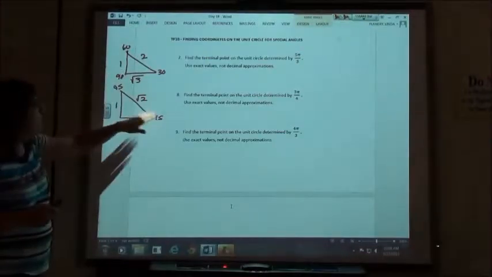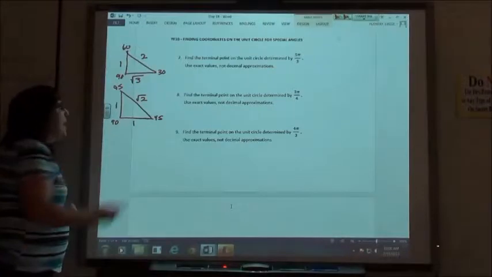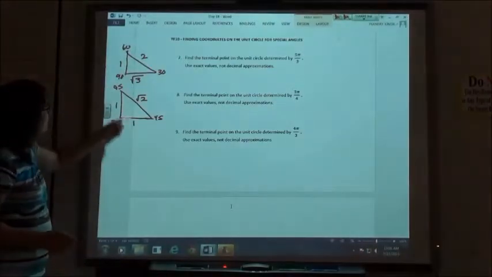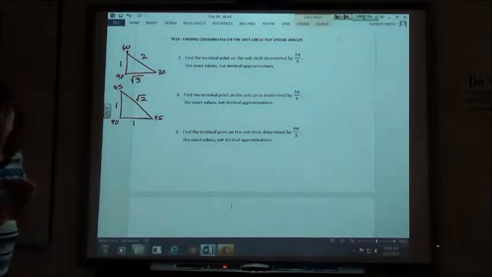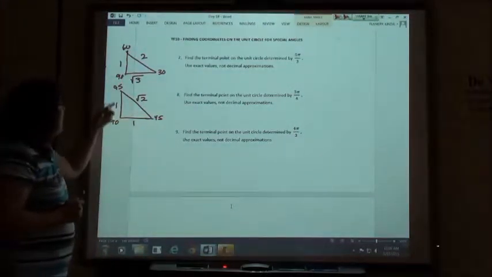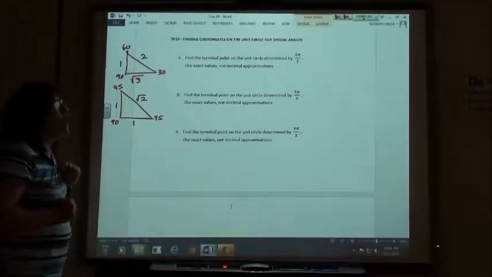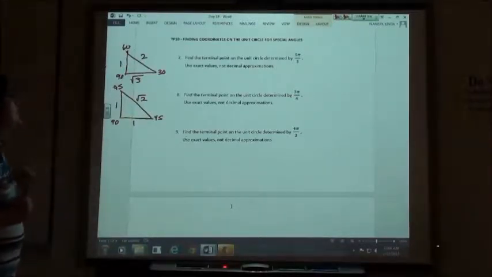When we have a 45, 45, 90 triangle, the sides opposite the 45s will each be 1. That makes the length of the hypotenuse the square root of 2. A squared plus b squared equals c squared. So the ones opposite the 45s will always give up 1 unit, and that makes the hypotenuse square root of 2.